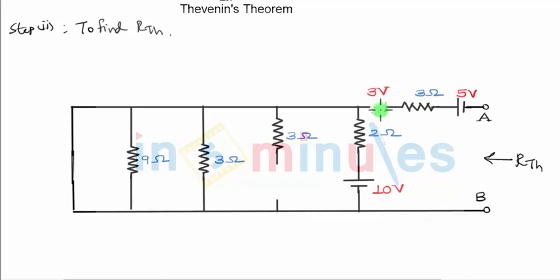The remaining voltage sources, in fact 3 voltage sources, 10 volts, 3 volts and 5 volts, must also be replaced with short circuits. So let's do that one by one. So all the 4 voltage sources are replaced. Now, the moment we replace the sources, you will have a circuit made up of only resistors. Use series parallel combination or star delta transformation and find out RTH.